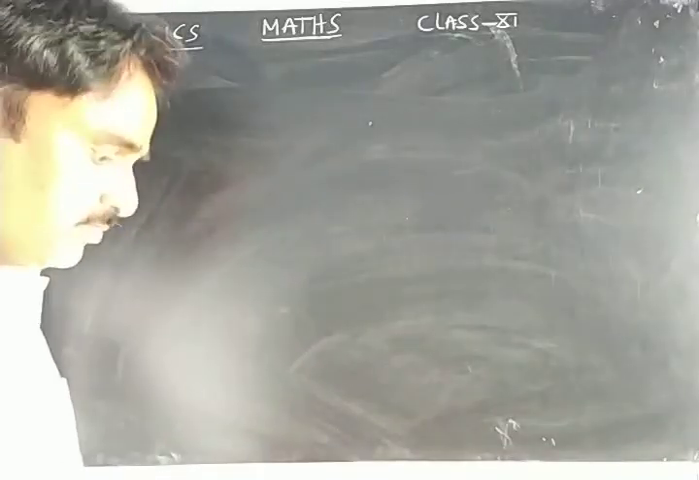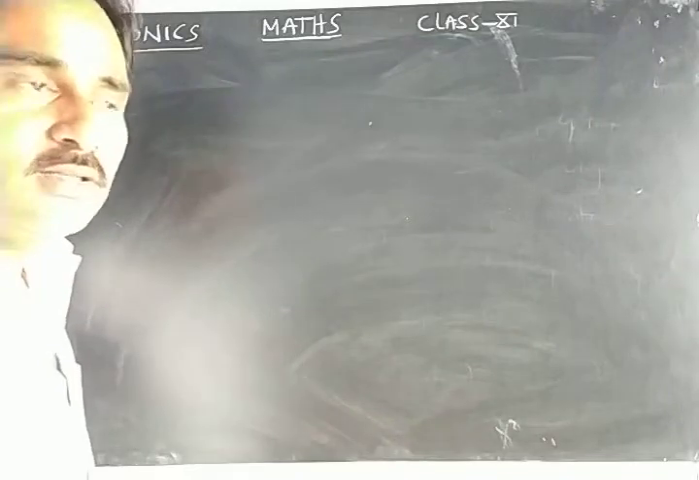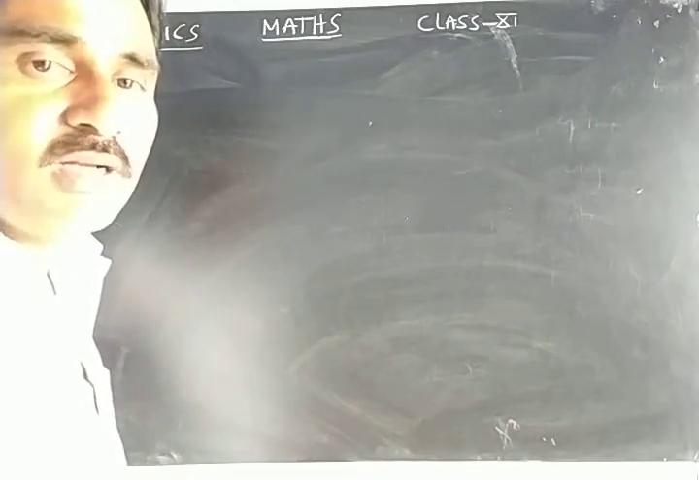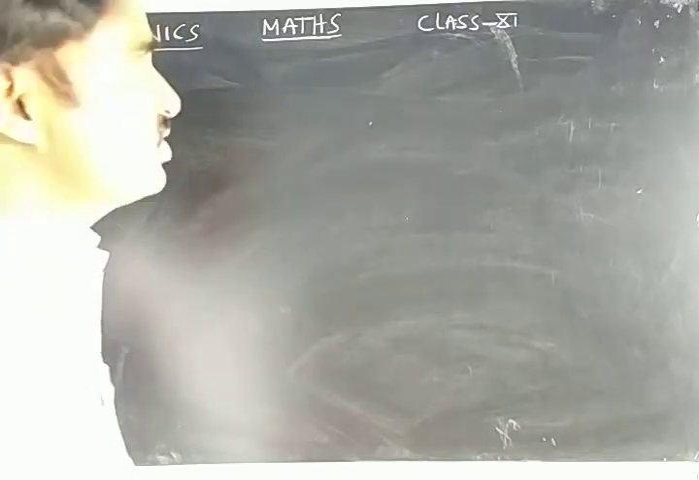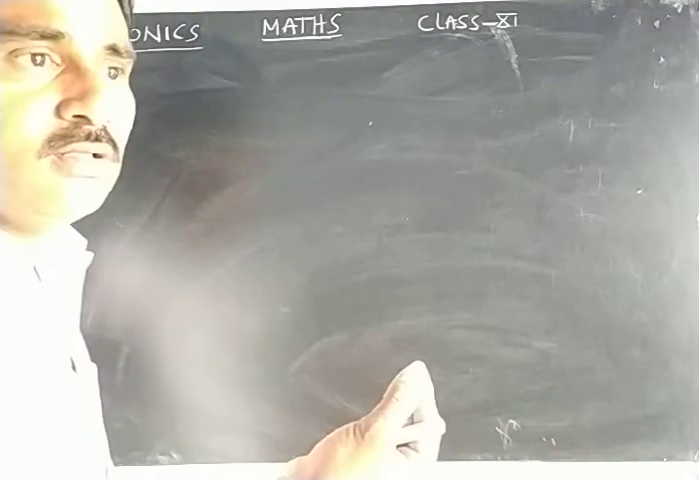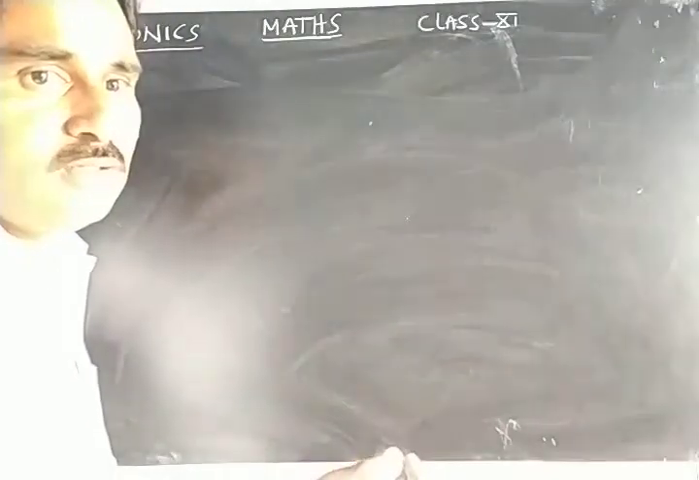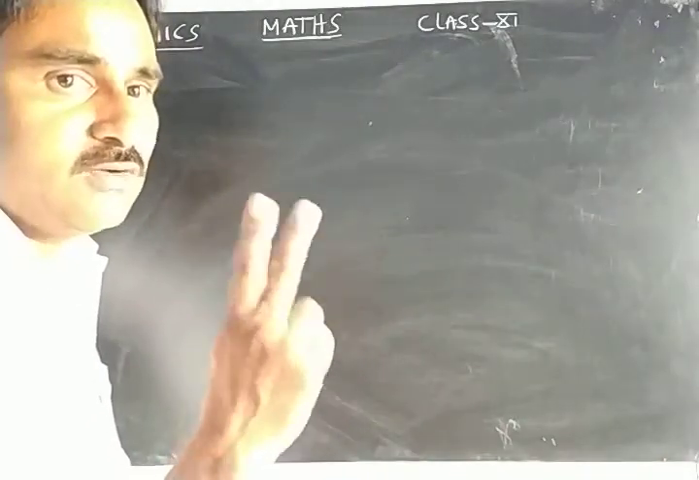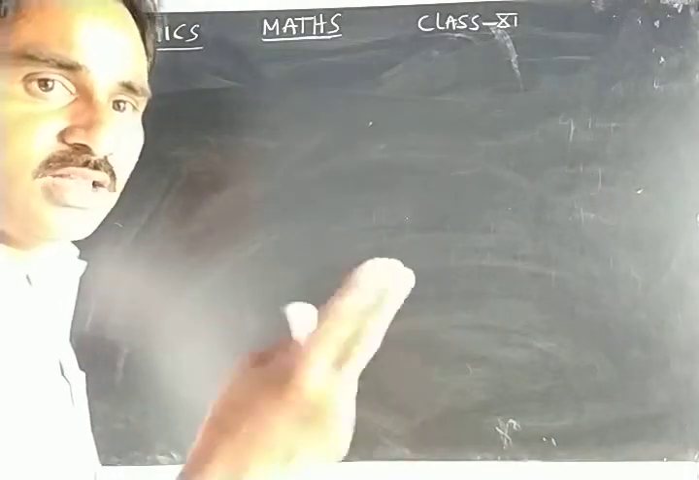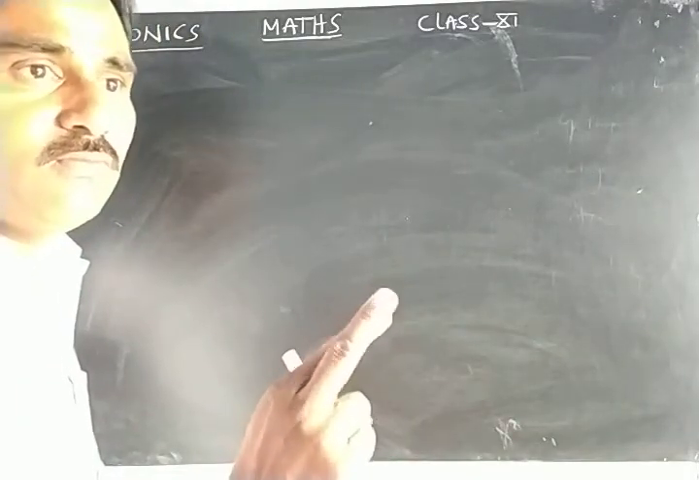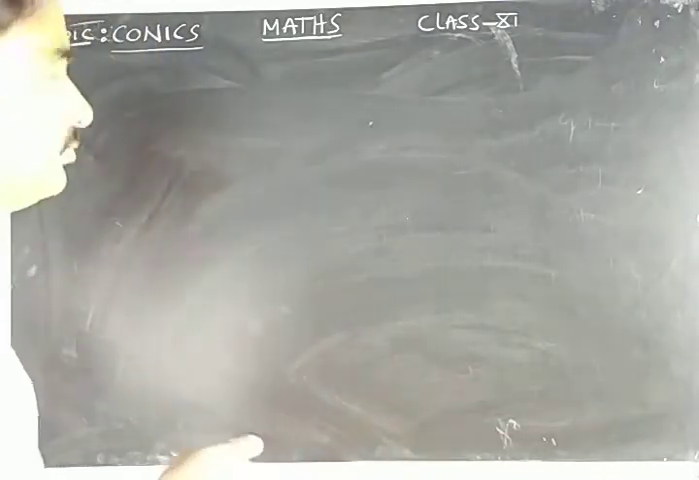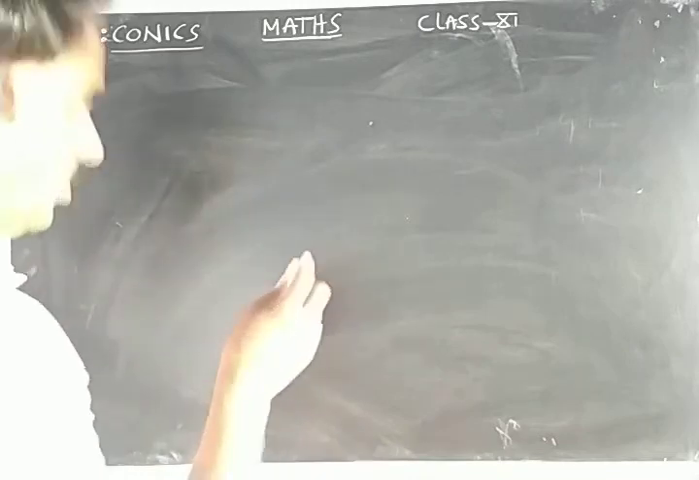Good afternoon, students. Yesterday we studied Cartesian form and parametric form of normal and tangent equations to the conics: circle, parabola, ellipse and hyperbola. How many types? Two types. One is Cartesian form of tangent and another one is parametric form of the conic. Right.